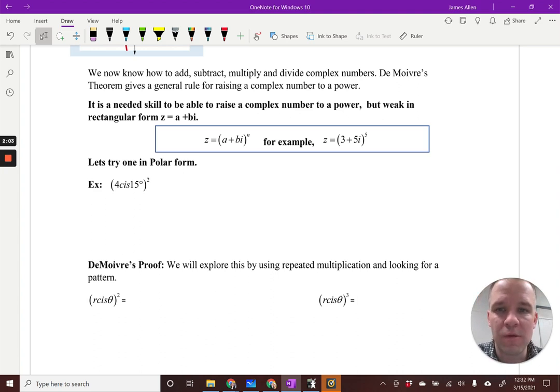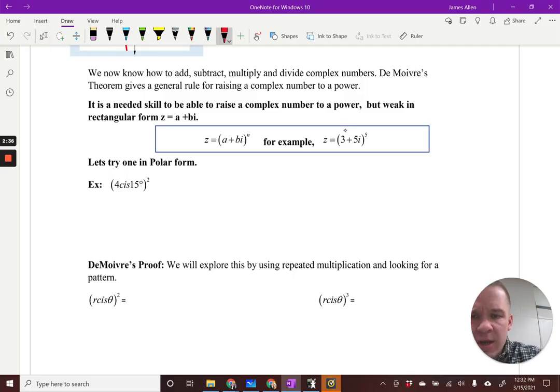However, raising when it's in rectangular form is rather messy, not that great. It's actually far more beneficial to go in polar form. So let's try one in polar form. Because doing this, I'd have to write it out 3 plus 5i times 3 plus 5i, and so forth, over and over again. Doing that 3 times is kind of annoying, and then 4 and 5, oh gosh, no.